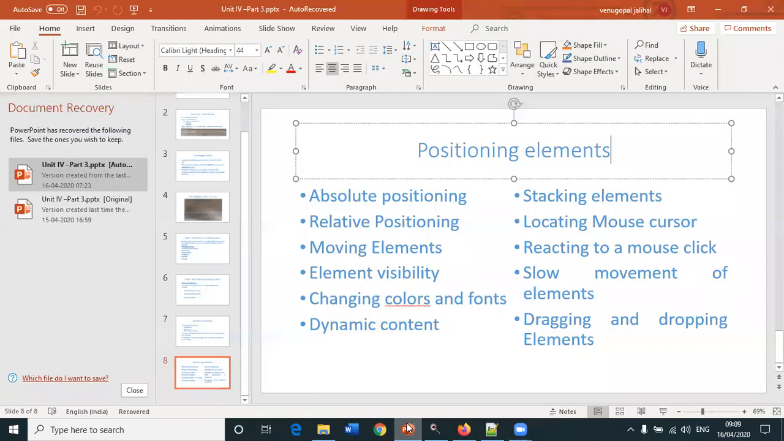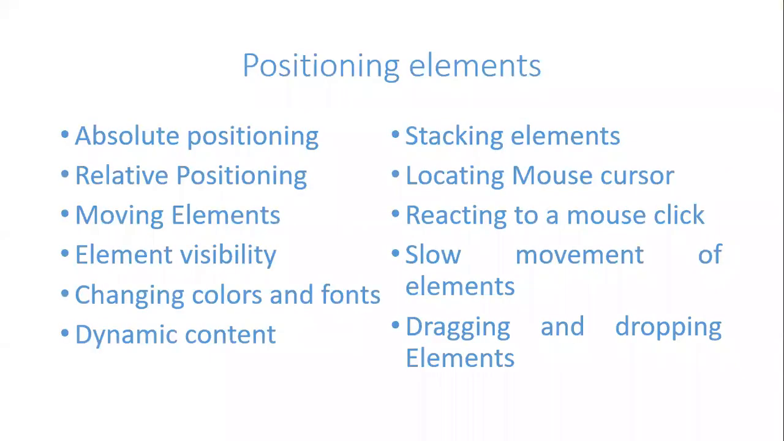This is what we have been studying in the previous parts. We saw what absolute positioning is, what relative positioning is, moving elements, how elements can be made visible as well as hidden, changing the colors and fonts of the elements, and then dynamic content using a simple object. Now, let us check out the remaining part: stacking of the elements, locating the mouse cursor, and reacting to a mouse click.